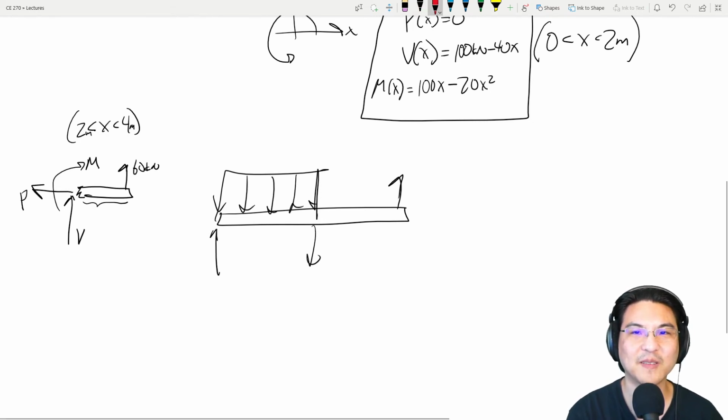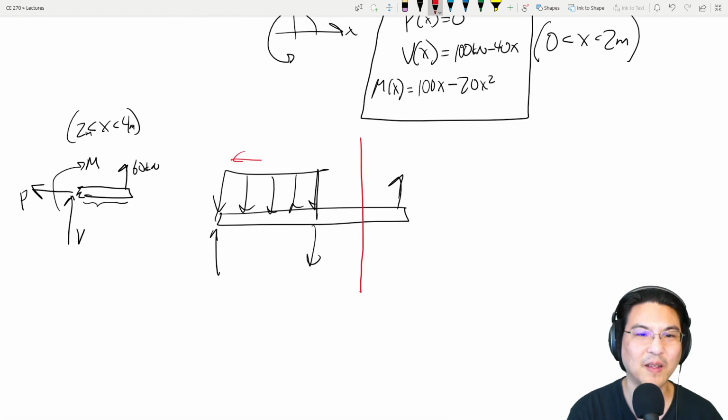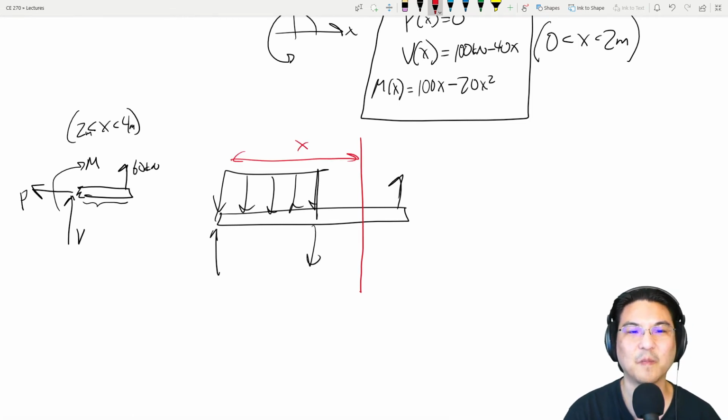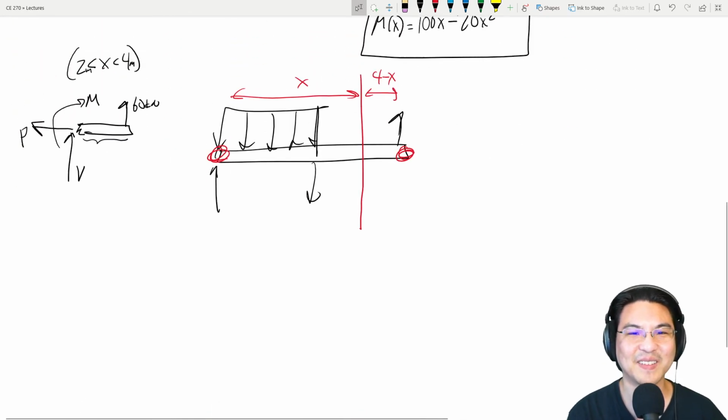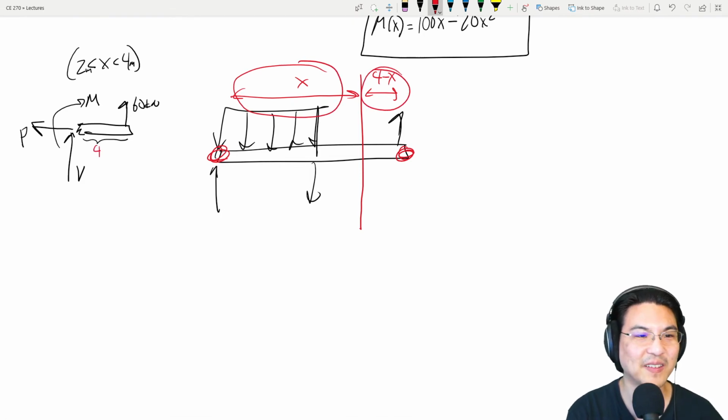Okay, so if we cut it somewhere over here, like that, between 2 and 4. So this, right, then how far is this? This has got to be 4 minus x, right? Because here to here is 4. Let me look at the picture. Yes, okay. Right, so if here to here is x, here to here has got to be 4 minus x.